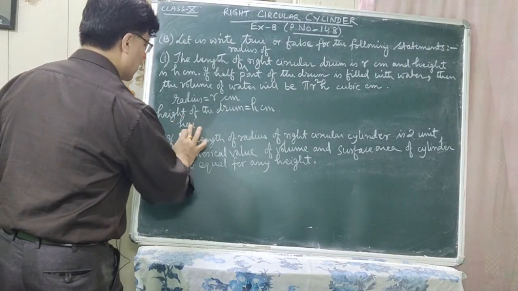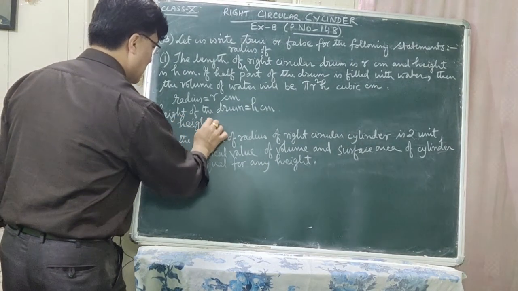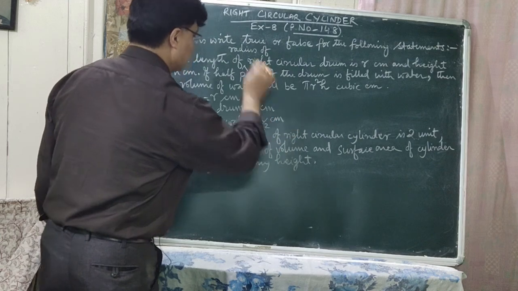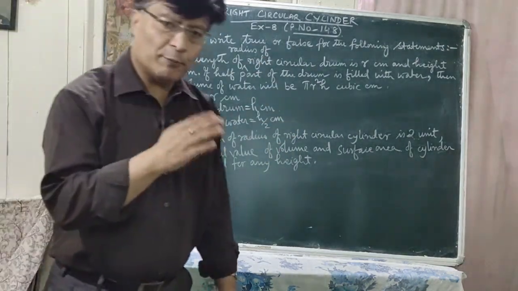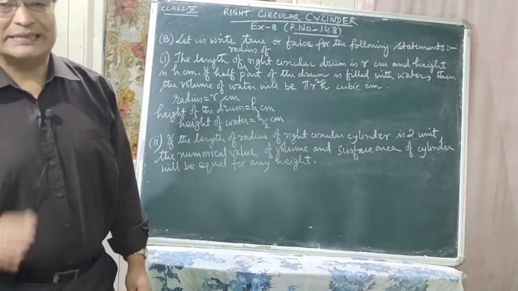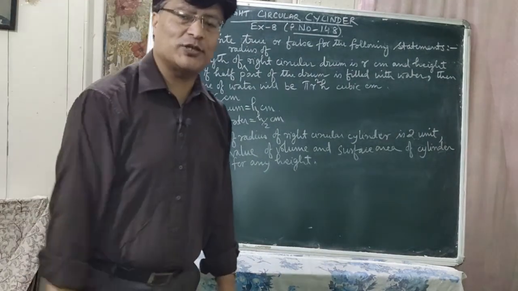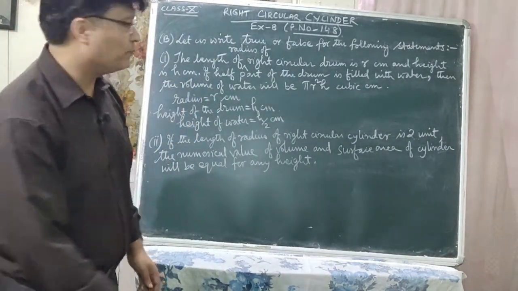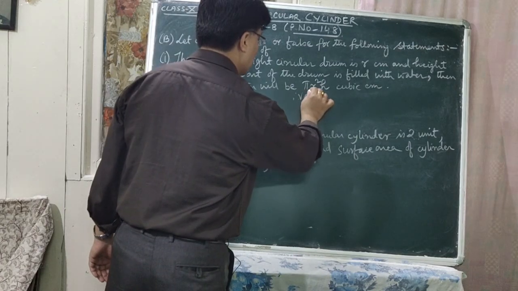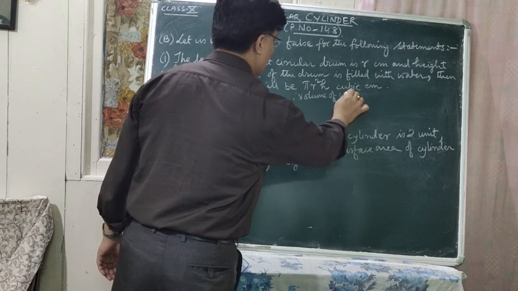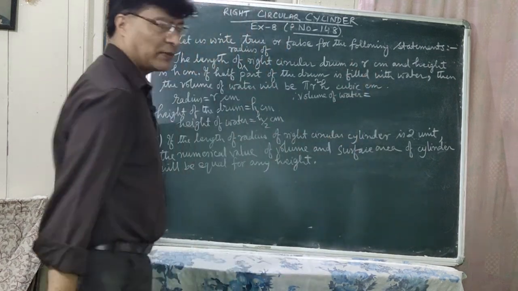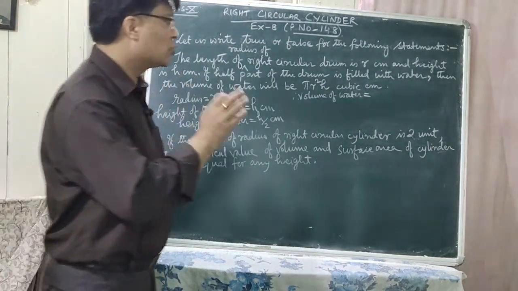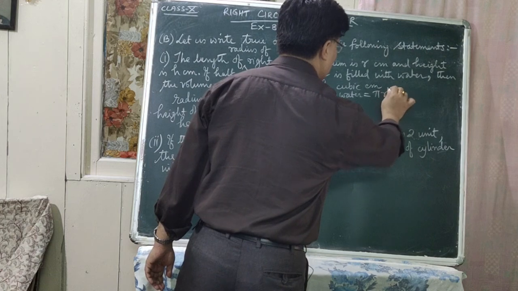So height of water is equal to h by 2 centimeter. If you put water in that circular drum, that water will also take the shape of that circular drum. So what is the volume of water in that drum now? Therefore, volume of water in that drum, since the water takes the shape of that right circular drum, what is the formula? It is also pi r square h.